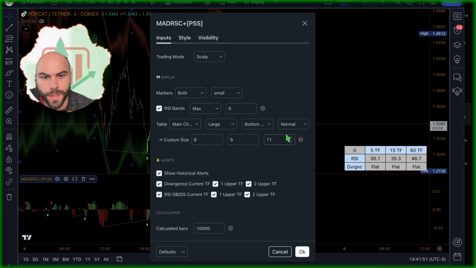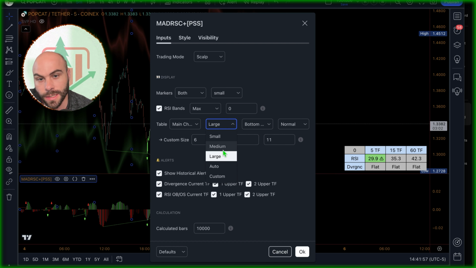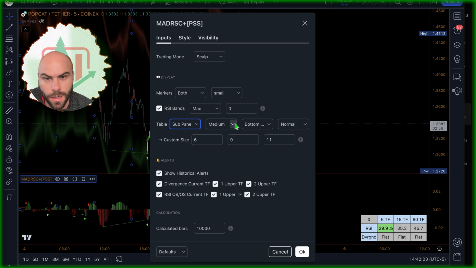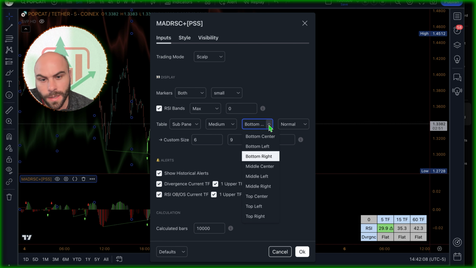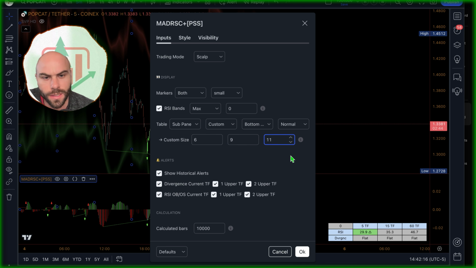Who knows? Other features of this indicator, you can move the table around anywhere on the chart, and you can also change the size of it. And then if you want, you can put it in the subpane down here. Depends where you want it. So you have lots of control over the chart properties. And then if you want, you can actually have a custom size and set the size here. For some people who have different screen resolutions, you could set those values here so it comes up better on your screen.